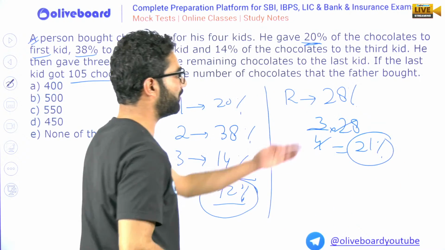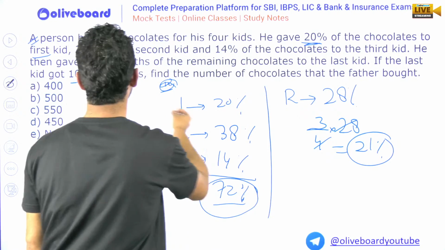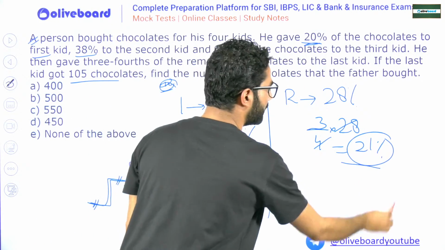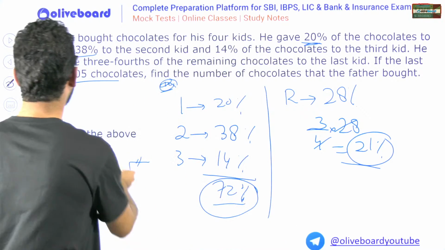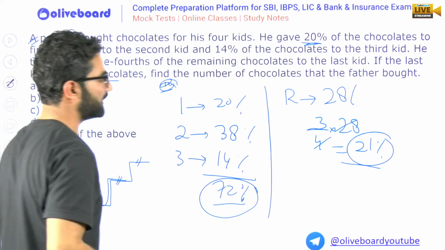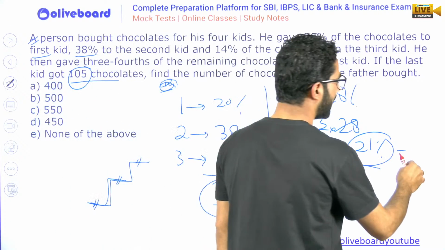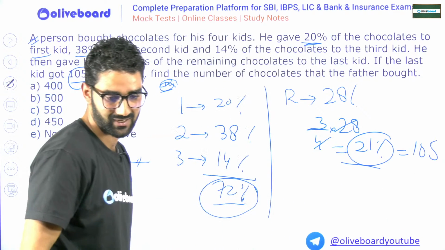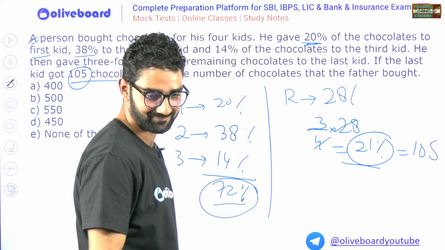Now among this remaining 28 percentile, he gave 3/4 of the remaining chocolate to the last kid. I mean 21 percentile was given to the last kid, and the last kid got how much? That is, he got 105 chocolates, and you have to calculate the total number of chocolates.